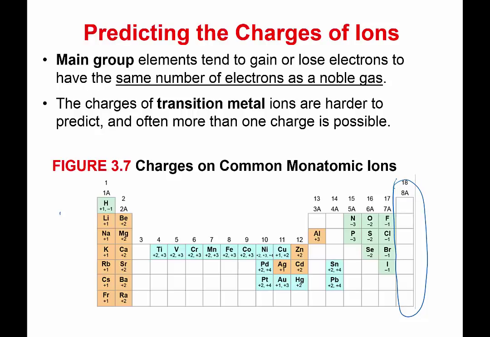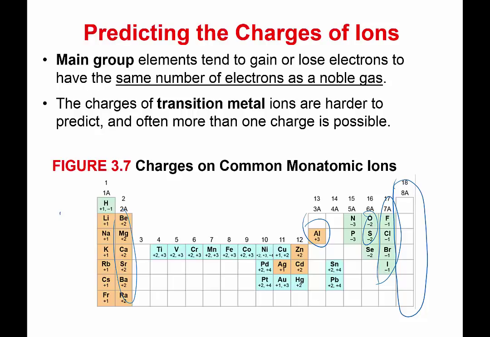So for example, the alkali metals, a group 1A element, they only need to lose 1 electron to have the same number of electrons as a noble gas. So for example, sodium has 11 electrons. If it loses 1 electron, it becomes plus 1, and it's going to have 10 electrons just like neon. So the group 1A elements are plus 1, the group 2A elements are plus 2, aluminum in group 3A is plus 3. And then you can see for anions, halogens need to gain 1 electron to have the same number of electrons as a noble gas. So they're minus 1, oxide and sulfide are minus 2.